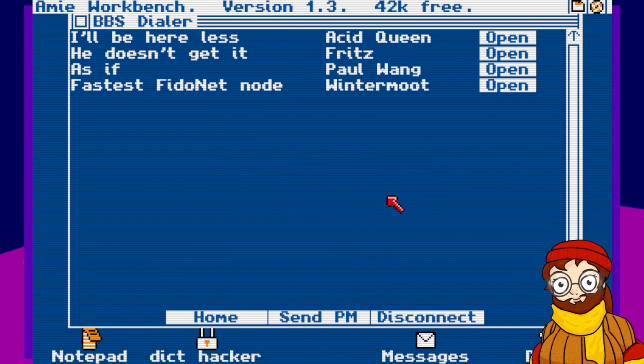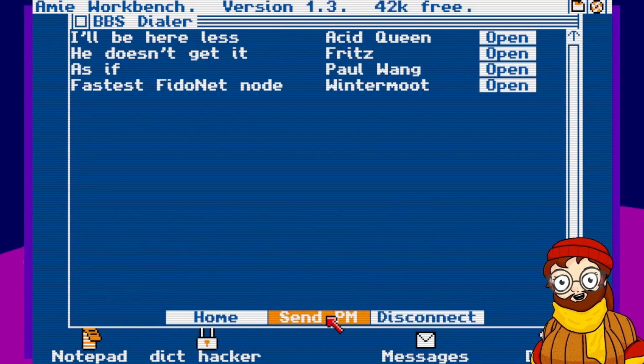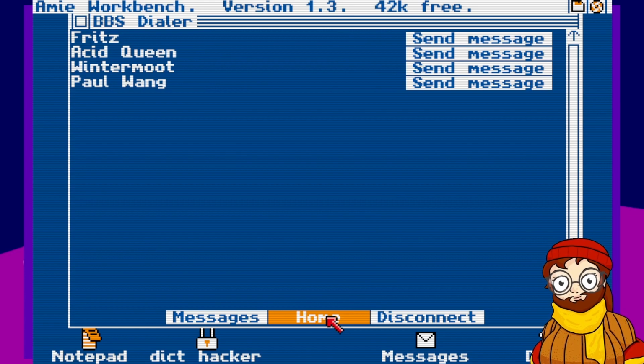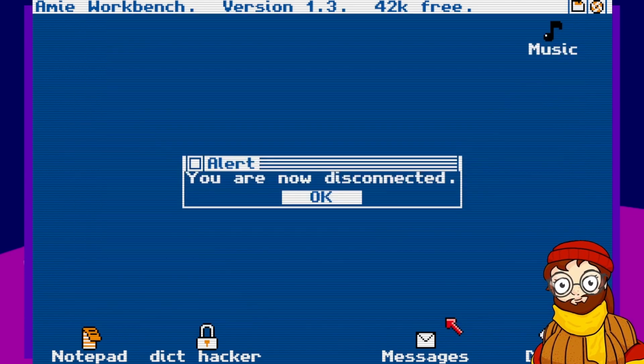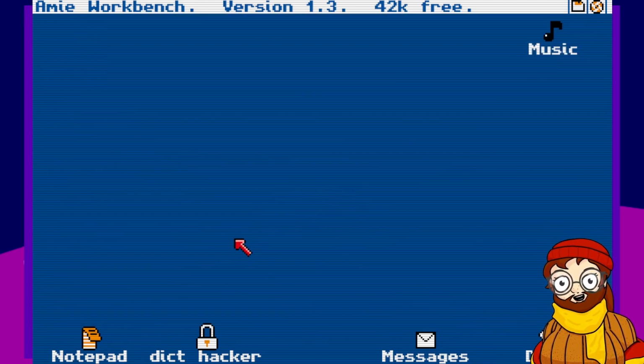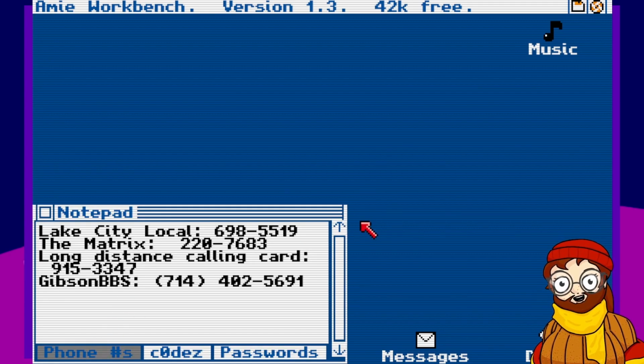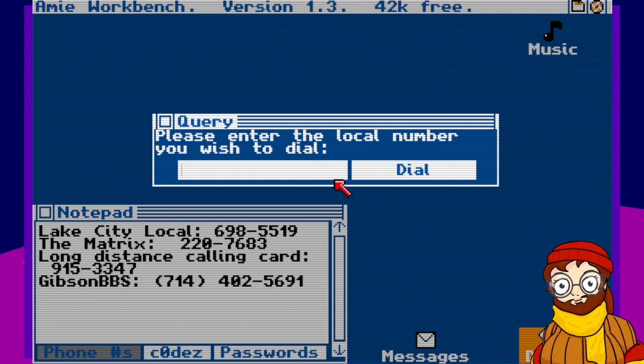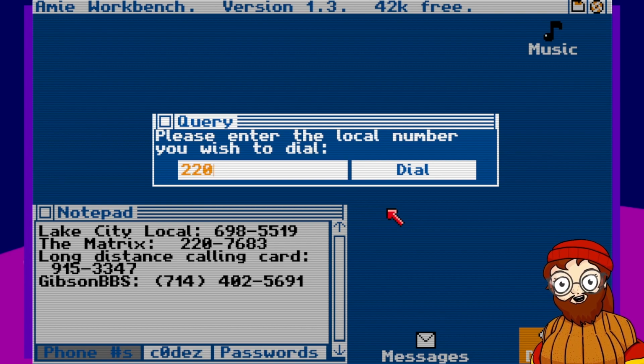Well, let's see if there's any messages before we disconnect. Nope. Alright, let's get out of here. I guess we just head back to the Matrix. Assuming Lake City's still down. 220. Oop, I didn't do that right. 220 7683. Boop.